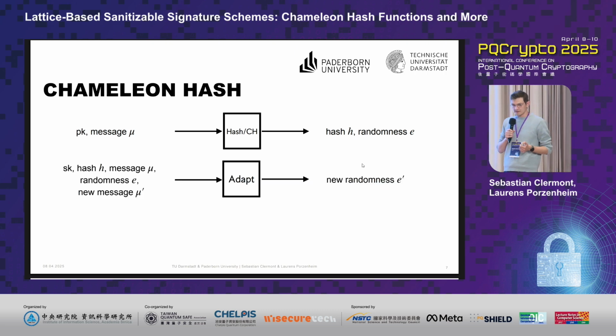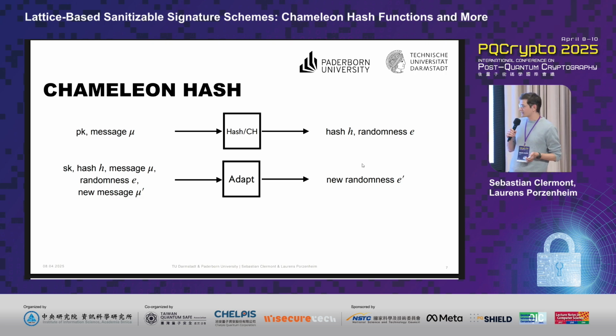And then you have this adapt function. This adapt function now takes a secret key, the original hash, the original message, the original randomness, and you give it a new message, and for this new message you want the hash to be the same. And this adapt function now gives you some new randomness under which you have a collision on the hash function.